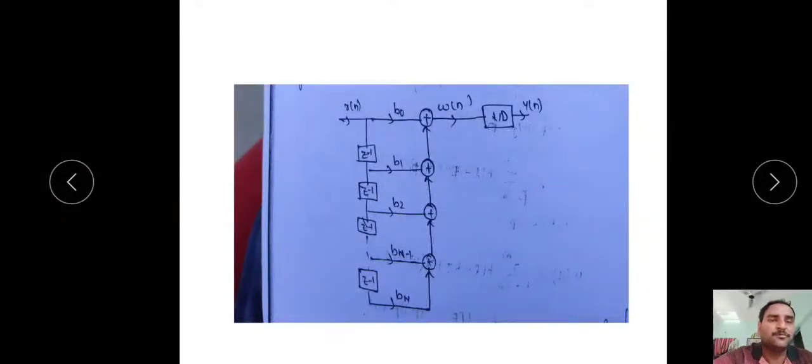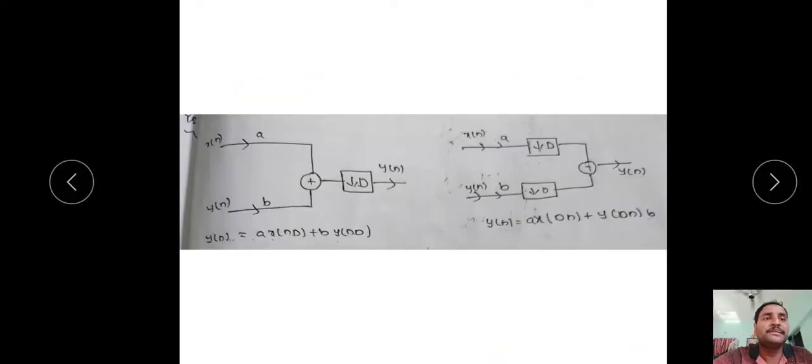Why? Because we require more multipliers, more delay elements and more adders, and the final output is given to the decimator, so some of the signal may be reduced. For that reason, we use some identities called signal identities. If x of n and y of n are added and given to the decimator, the output is y of n equal to a into x of nD plus b into y of nD. In the same case, if the decimators are placed in the x of n and y of n parts like this, then the output is also a into x of nD plus b into y of nD. That means whatever output the first diagram has, the second diagram has the same output. This is called signal identity 1.